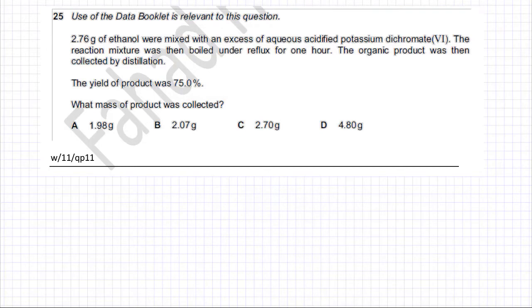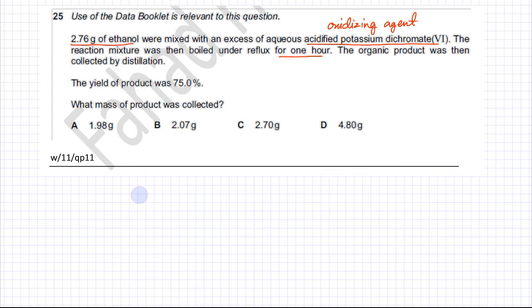The following question is a moles question on yield of reaction, and the question reads that 2.76 grams of ethanol was mixed with an excess of aqueous acidified potassium dichromate(VI). So you have ethanol and acidified potassium dichromate(VI), which is an oxidizing agent. If you remember your organic chemistry, ethanol is going to get oxidized, and the reaction mixture was boiled under reflux for 1 hour, which means that the alcohol ethanol gets completely oxidized.